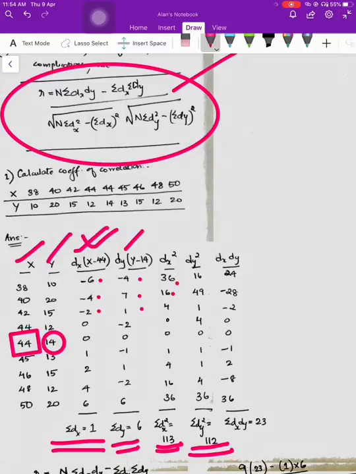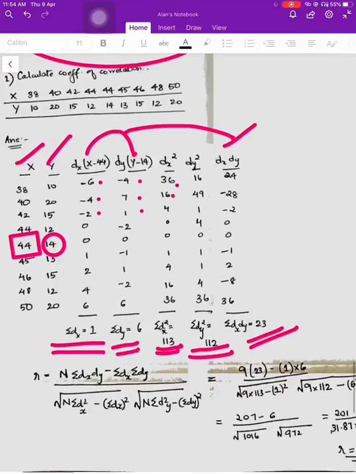Now what is the next step? We have to do dx into dy. I hope you already know what dx is. Here this is the dx, and here again you can see dy as well. So we'll be doing dx into dy, and you put the same values here. So minus 6 into minus 4 will be plus 24. Same way we do the whole process, and we end up with sigma dx dy as 23. Hope you understood till here.